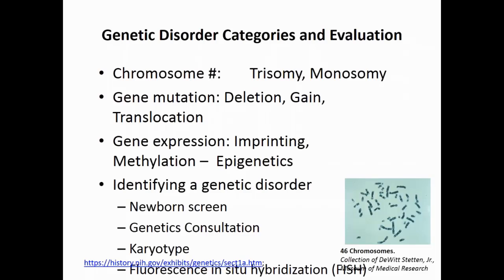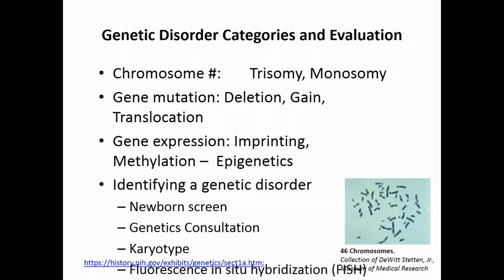A gene mutation results in a shift of the DNA sequence, which then affects the expression of the genetic code. Mutations can include a deletion or a gain, or a movement of the genetic material from one chromosome to another called translocation. As a result of such changes, there's a frame shift of the genetic code so that the proteins from the transcribed mRNA may be altered or not made at all.